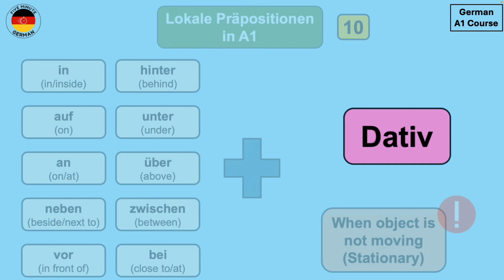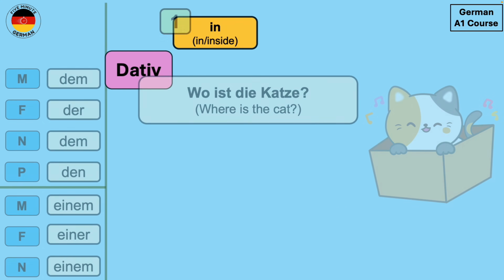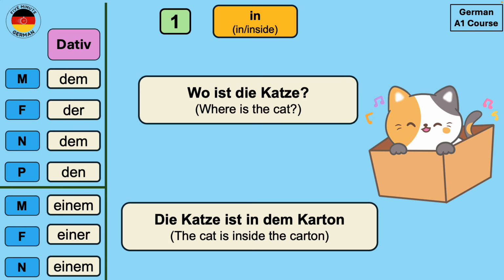So now let's take a look at all of these prepositions one by one and also see some examples to understand them better. So the first preposition is in, which means in or inside. We have this example of a cat over here, and if someone asks, wo ist die Katze? Where is the cat? Then we can answer by saying, die Katze ist in dem Karton. The cat is inside the carton.